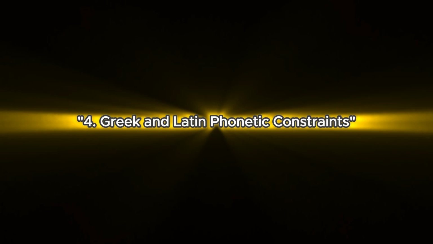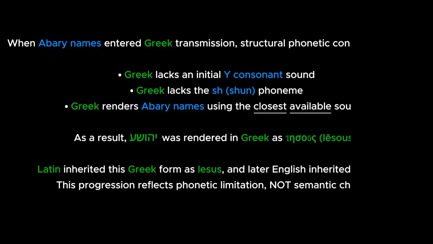Number 4. Greek and Latin phonetic constraints. When Abary names entered Greek transmission, structural phonetic constraints applied. Greek lacks an initial Y consonant sound. Greek lacks the SH or shin phoneme. Greek renders Abary names using the closest available sounds. As a result, this form of Yahusha was rendered in Greek as this, Jesus. Latin inherited this Greek form, Jesus, as Isu, and later English inherited it in turn. This progression reflects phonetic limitation, not semantic change.